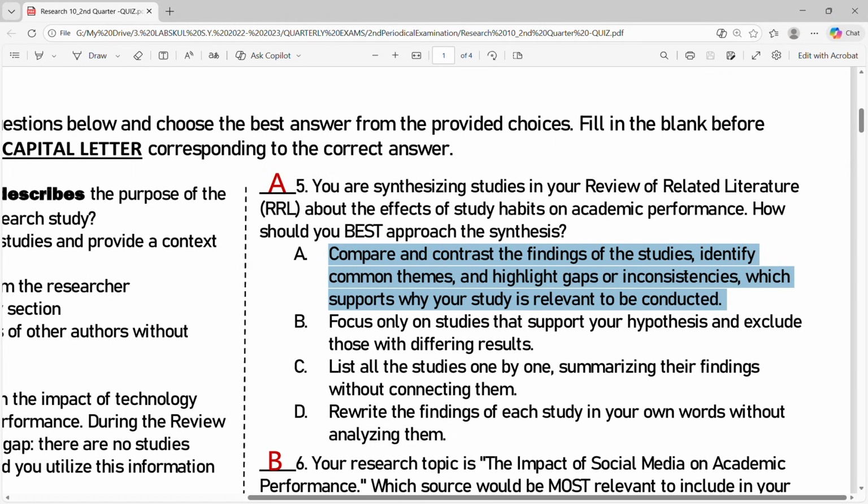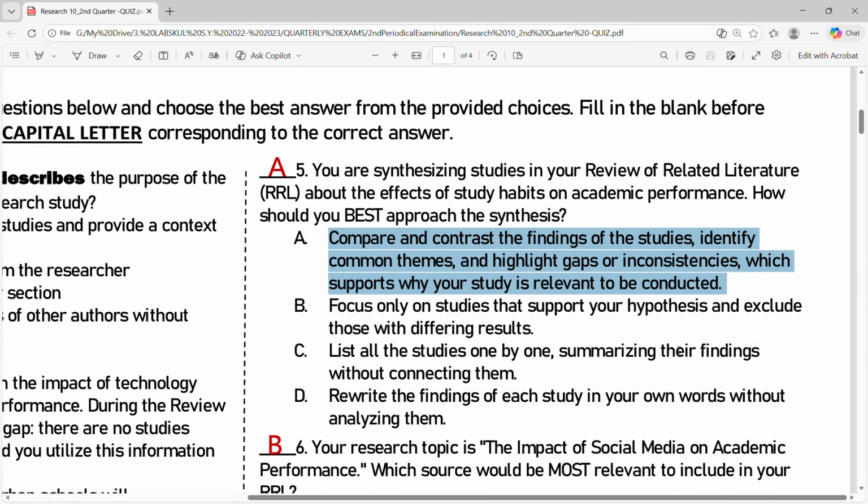These authors have the same idea. We did this in our practice exercise on writing review of related literature. So just a review. Identify common themes. What is common among the findings from related studies that you combined, and highlight gaps or inconsistencies which support why your study is relevant to be conducted. So that's the answer in number 5.